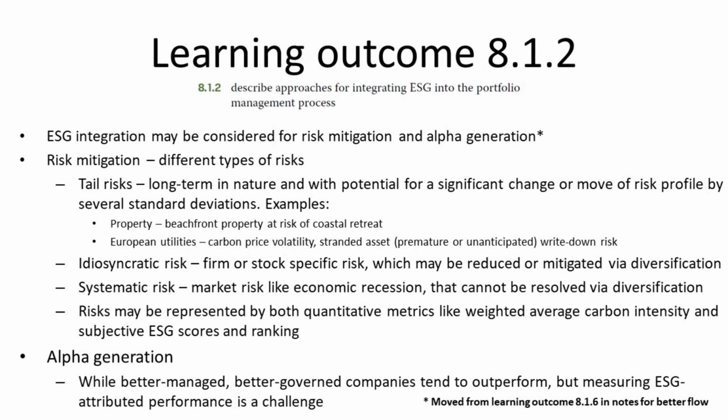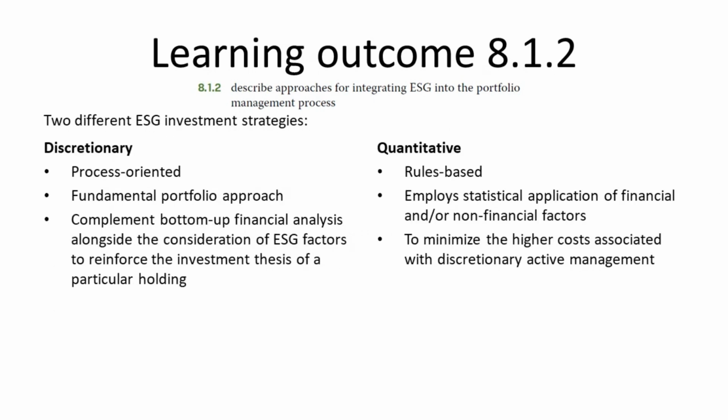Apart from risk mitigation, ESG integration may also be considered for alpha generation, although that's more problematic because measuring ESG attributive performance is quite challenging. There are two different ESG investment strategies, which are discretionary and quantitative.